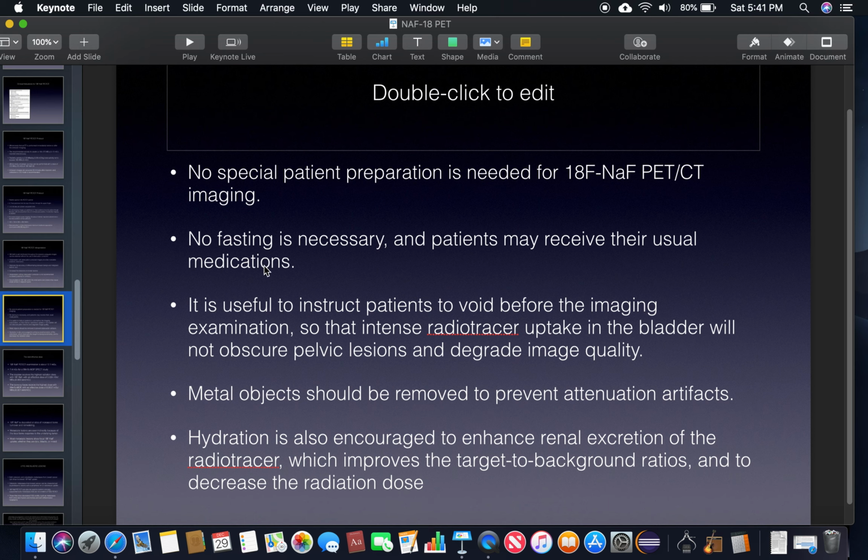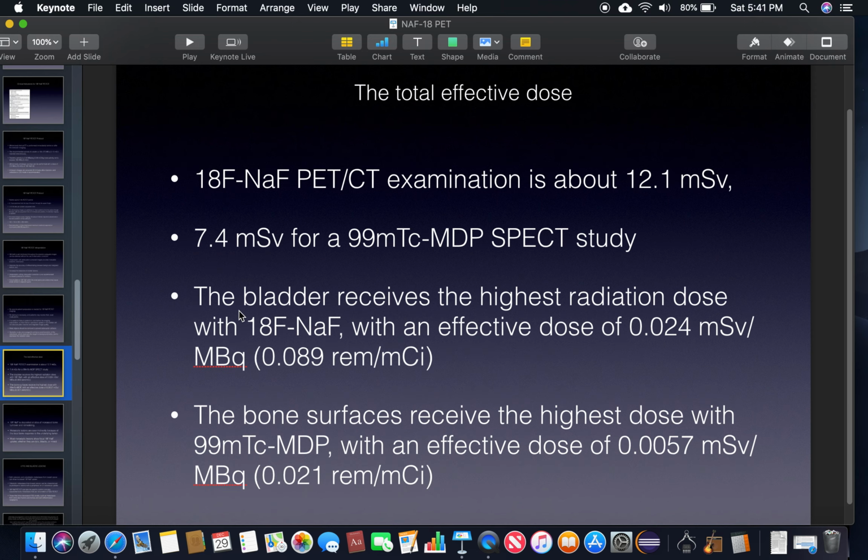No special preparation, no fasting, usual medication. Patient is requested to void before the scanning, and then of course there is going to be intense uptake in the bladder, so that can obscure pelvic lesions. Better to remove metallic objects. We encourage hydration as we do in MDP bone scan.